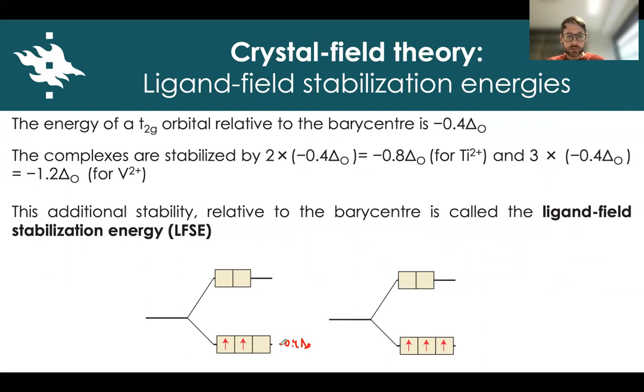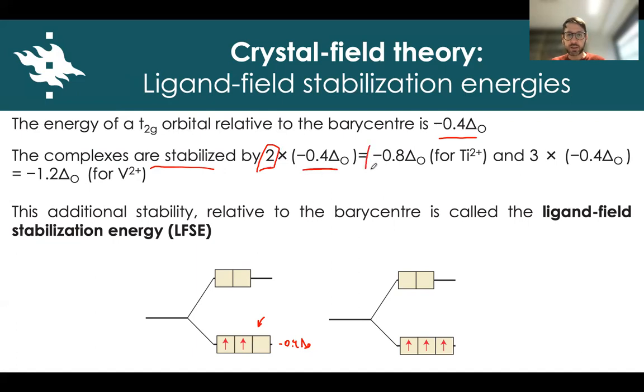So the energy of a T2g orbital relative to the barycenter is minus 0.4 times the ligand field splitting parameter. So if we have 2 electrons here in the T2g orbital in a d2 complex, the complex is stabilized by 2, because we have 2 electrons, times minus 0.4 ligand field splitting parameter.